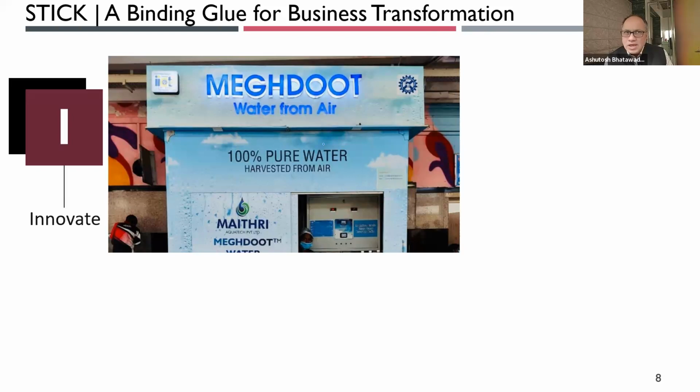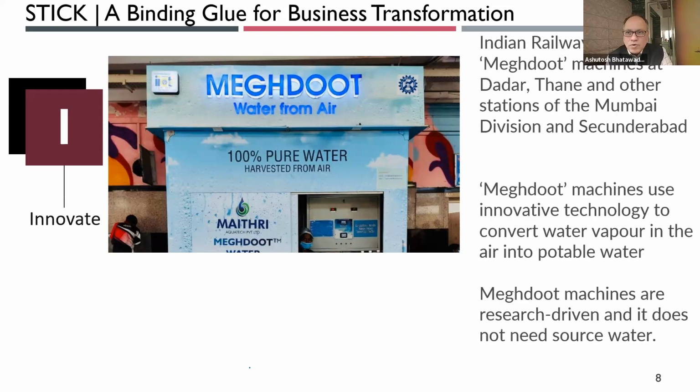A very interesting thing I saw in one of the railway stations in India. This is not just a water dispenser. There's something very interesting in this story. This water dispenser does not have a tap as a source, does not have a pipeline as a source. Okay, this water dispenser actually generates water from air. And that's innovation.